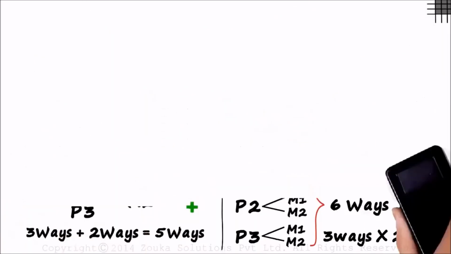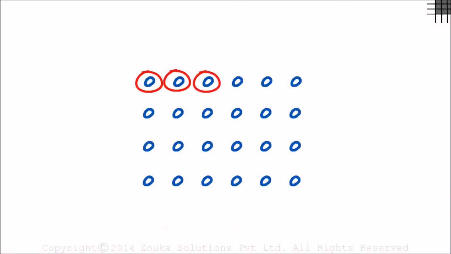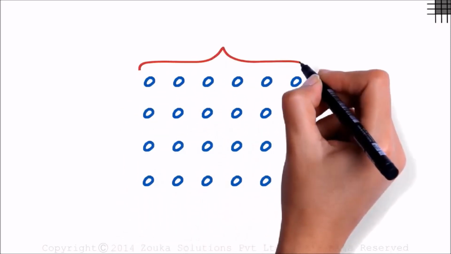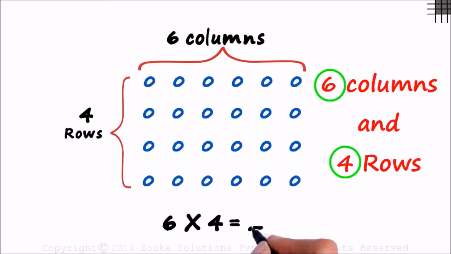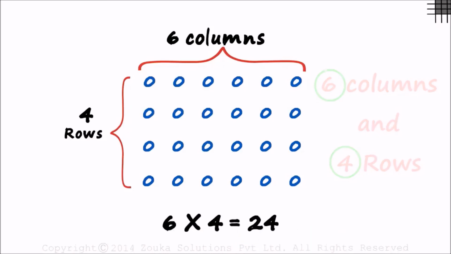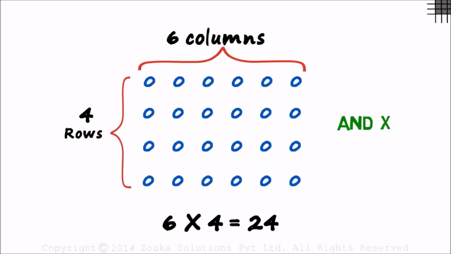And this is nothing new. I'm sure you have used this many times in life. Look at this picture. How many circles do you see? I doubt you counted each circle. Instead of counting each circle, you would have noticed that there are 6 columns and 4 rows. Because it's AND, the number of circles will be 6 multiplied by 4, 24 in all. Don't forget the 2 basic rules. AND is multiplication, OR is addition.